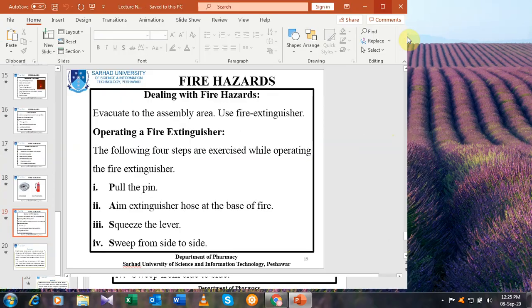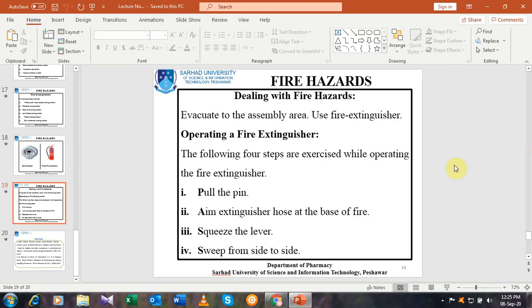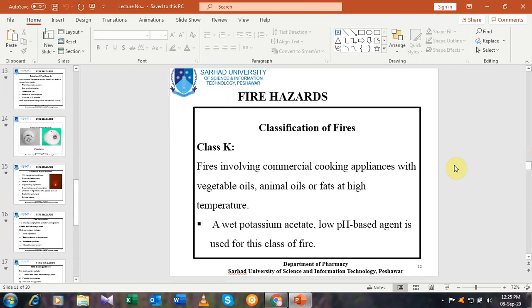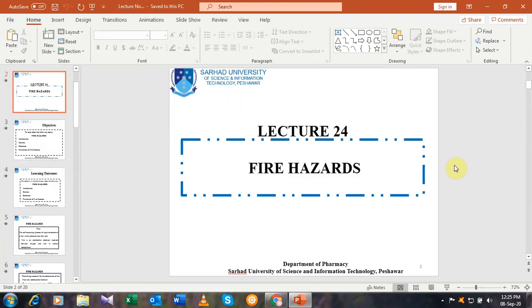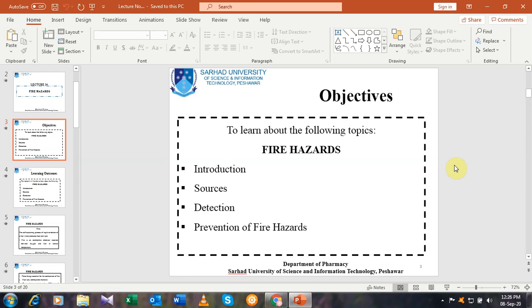Let's overview today's topic, what we have discussed in this topic. First of all, the title of the topic is fire hazard. Lecture number is 24. A brief overview of the topics of the fire hazard: production, sources, detection, and prevention of fire hazard.